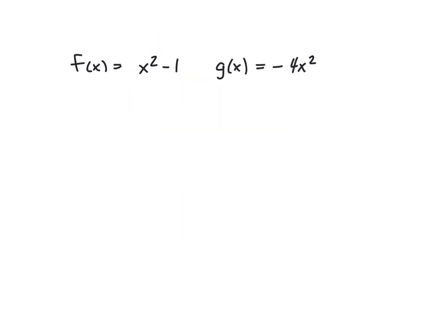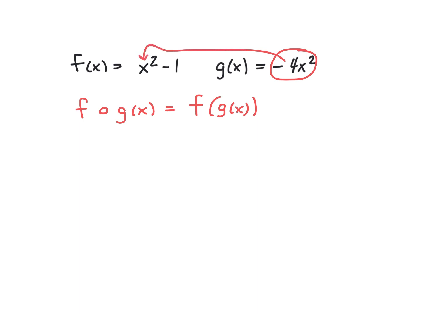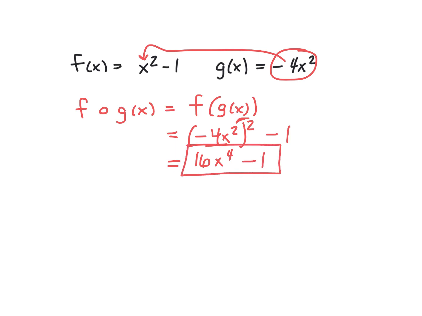Here's another example. This is using some quadratic functions. So if I'm going to do f of g of x, again, that means I'm putting g of x into the f function. So I would have negative 4x squared. I would square all of that minus the 1. So now using our properties of exponents, I'm going to square negative 4, which is a positive 16. I've got power of a power here, that'd be x to the 4th. And so that function would equal 16x to the 4th minus 1.